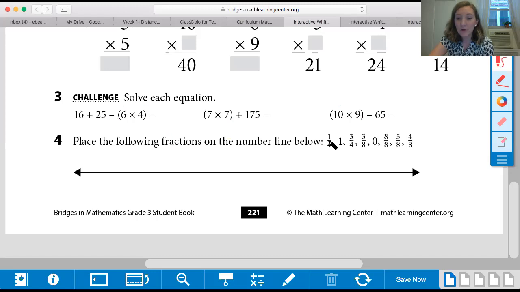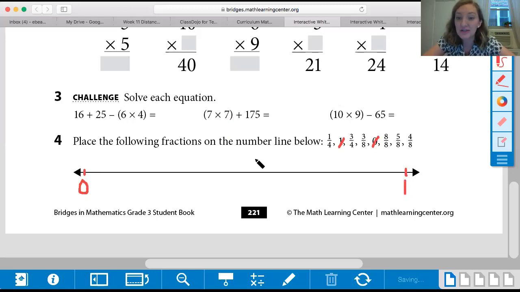Okay, now we're going to place the following fractions on the number line. We have 1/4, 1 whole, 3/4, 3/8, 0, 8/8, 5/8, and 4/8. I'm going to start with the easy ones. Let's do 0. I know 0 goes all the way over here, right? Go ahead and draw it on your number line. And where does 1 whole go? Yep, 1 whole goes all the way over here.